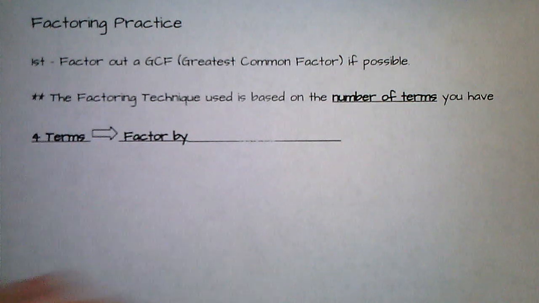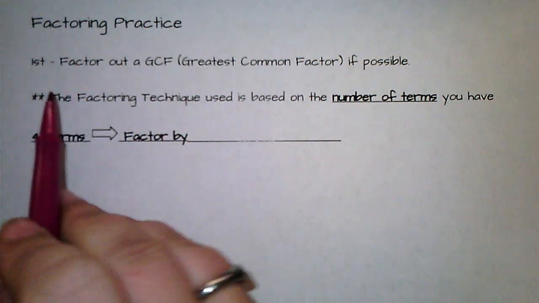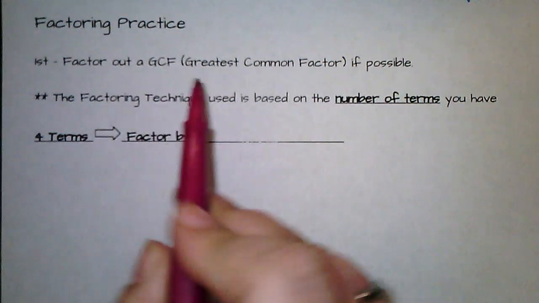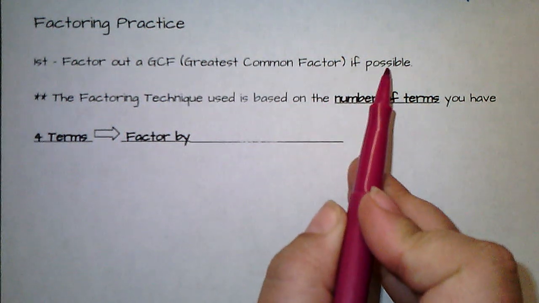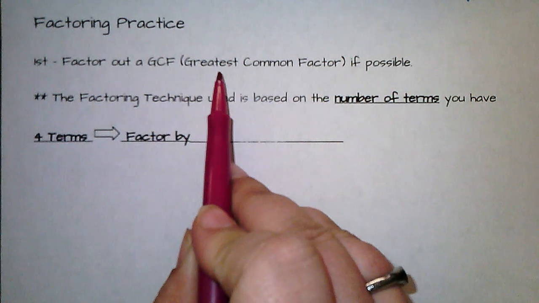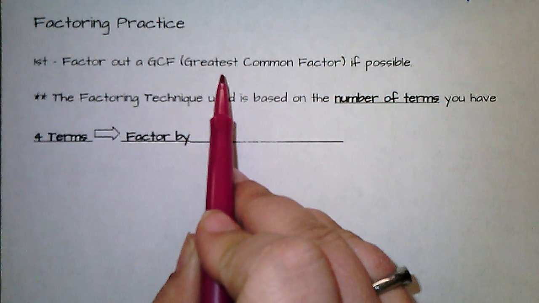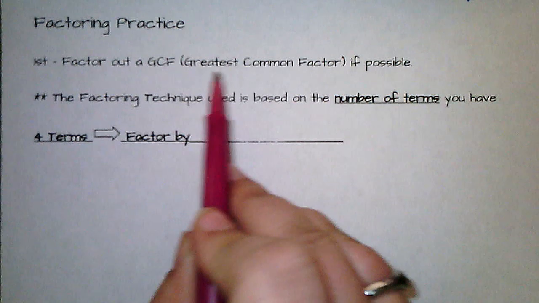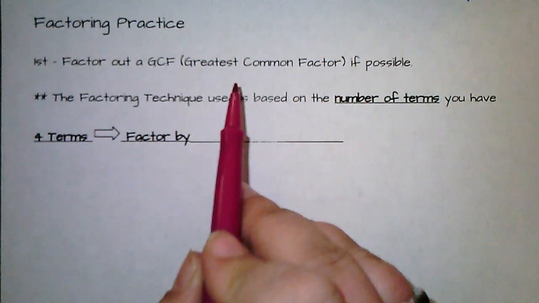So, the first rule of factoring, always, always, always, and forever, is that you factor out a GCF, which is our greatest common factor, if possible. Now, that can be a number or it can be a letter, but it's anything that all the terms have in common and can be divided by. So, that's the first thing you're going to do: look for a GCF.